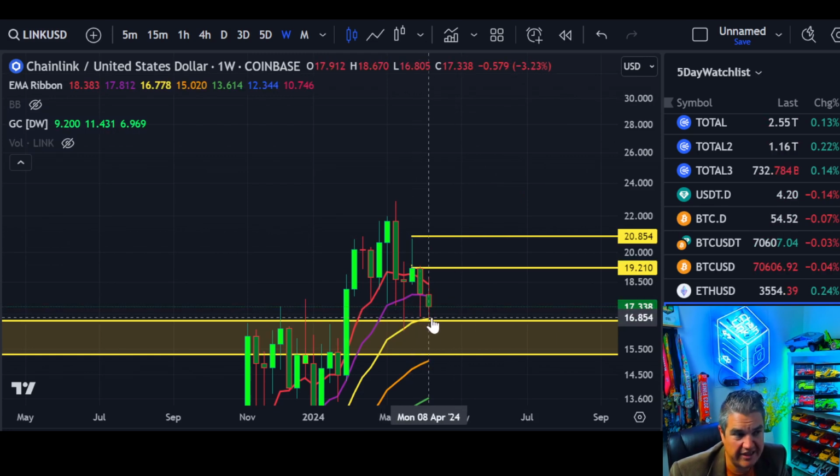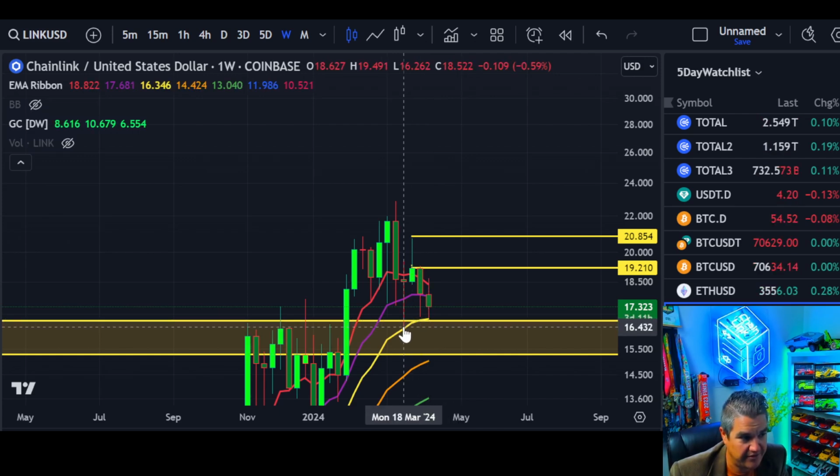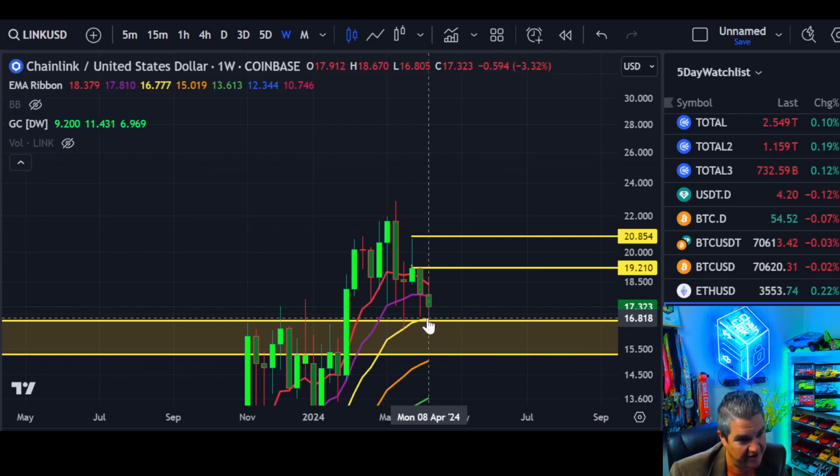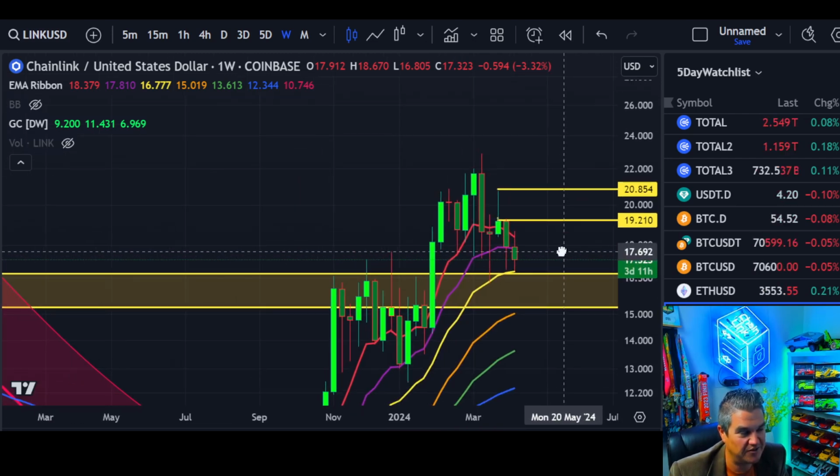Could be boring the next couple of weeks, going into the Bitcoin halving. We're under 10 days. No need to panic. We're consolidating in bullish territory for Chainlink. 21-week EMA: tag a couple weeks ago, almost a tag last week, and we tagged it again this week. All very normal. No need to panic. We're still good to go.